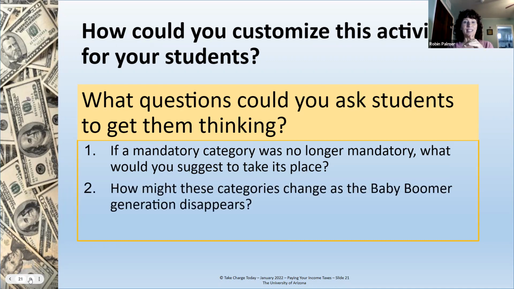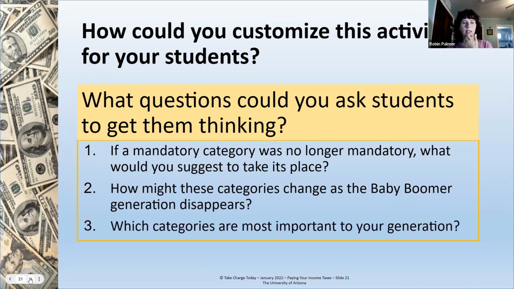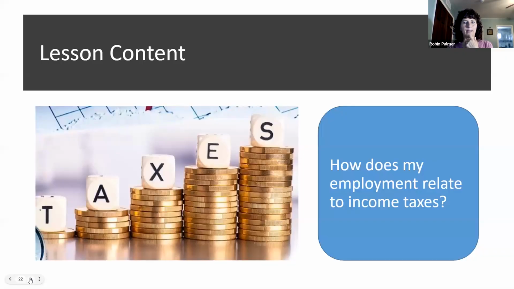How might these categories change as the baby boomer generation disappears? They may have parents or grandparents that are baby boomers. You know, what's going to change as this big group gets into retirement and then starts dying and things change? And then have them identify, like, what are the top 5 or 6 or 7, whatever you'd want to, that are important for their generation. So just get them thinking about that.